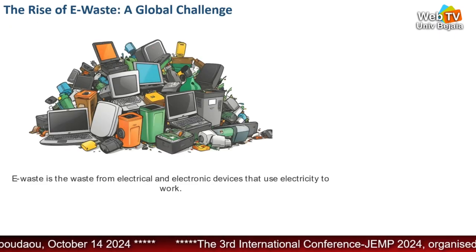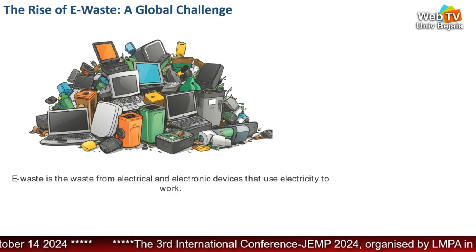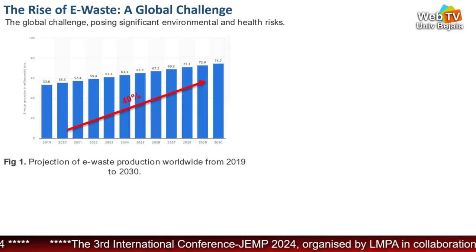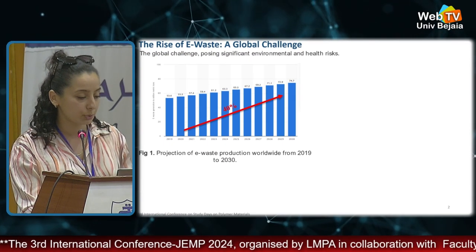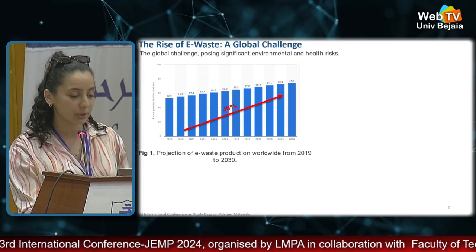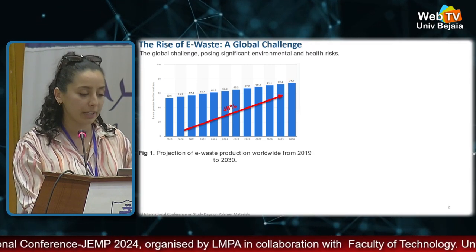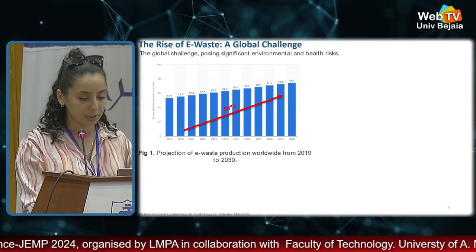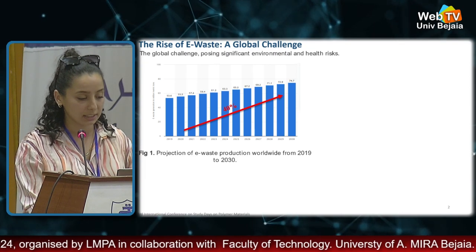E-waste is the waste from electrical and electronic devices that use electricity to work. The rise of e-waste is posing a significant problem. The projection of e-waste production worldwide from 2019 to 2030 is an increase of 48%, which is important. This is a significant increase with many consequences.